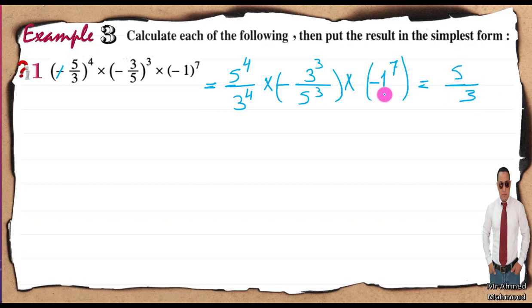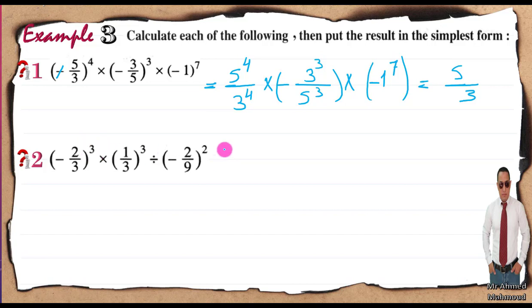over 3. Okay. Number 3, we have negative 2 over 3 all to the power of 3. Here we have odd power, so I'm going to keep the negative. Negative 2 to the power of 3 over 3 to the power of 3 times 1 to the power of 3, 3 to the power of 3.